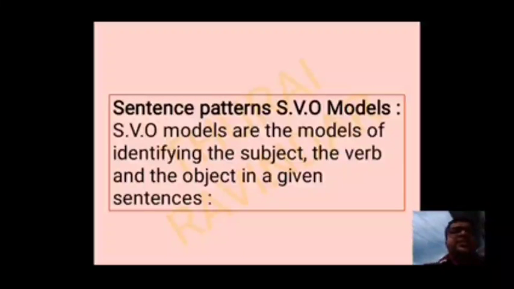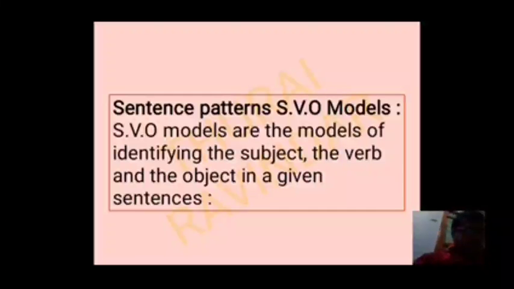So, some sentence patterns: subject, verb and object models. Subject, verb, object models are the models of identifying the subject, the verb and the object in a given sentence. So here I give you some examples. You can understand this topic easily if we discuss those examples.